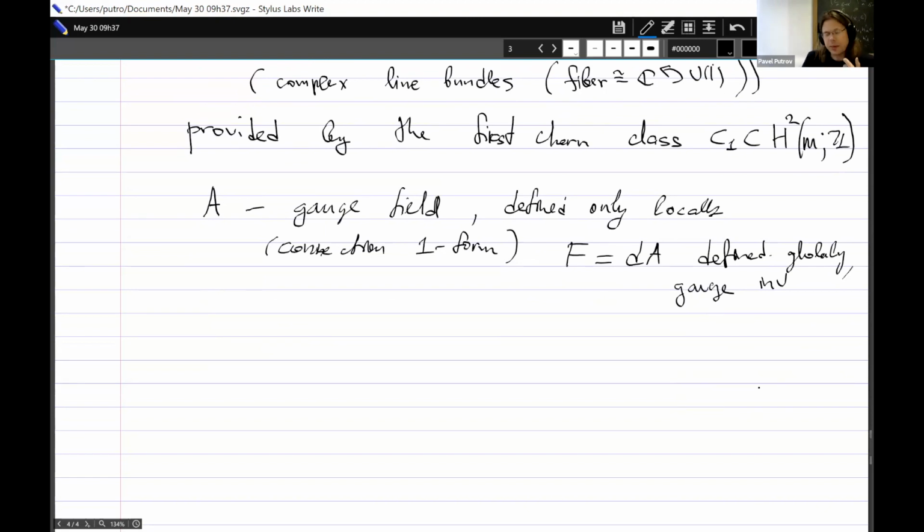So, okay, what happens? Suppose we ask a question: in what maximal subspace of our space-time M can we actually define this A globally? We start with some small patch where A is defined, and we try to extend it. What is the maximal subspace where we can define it?